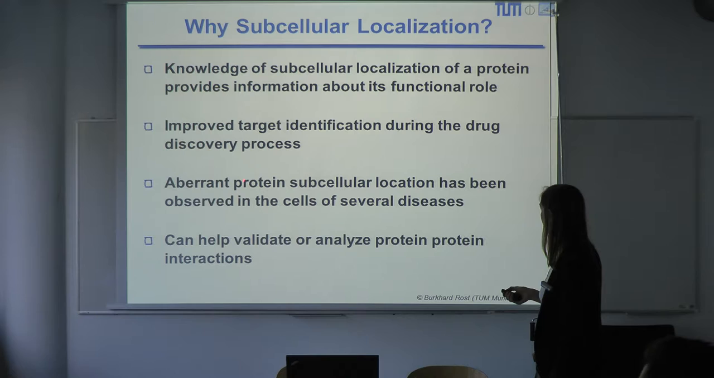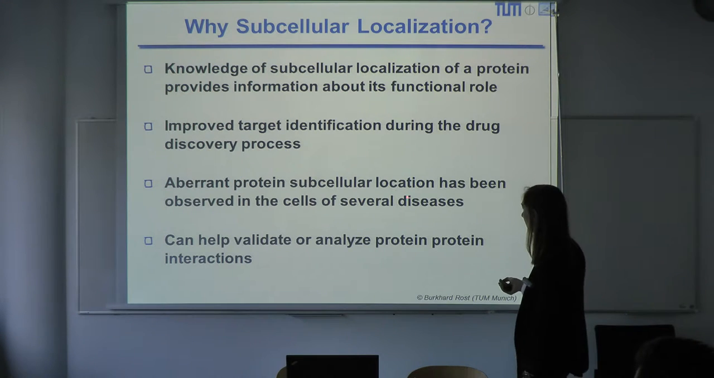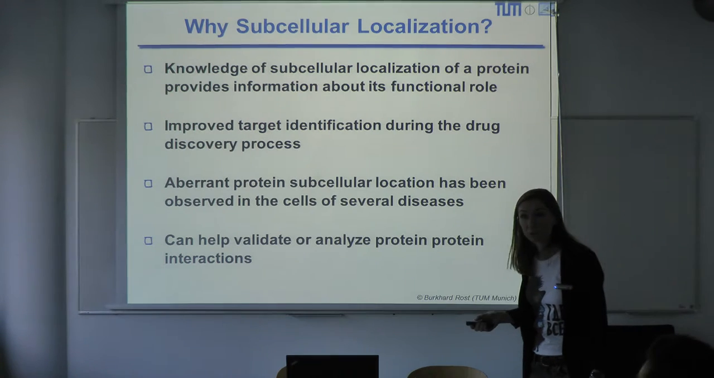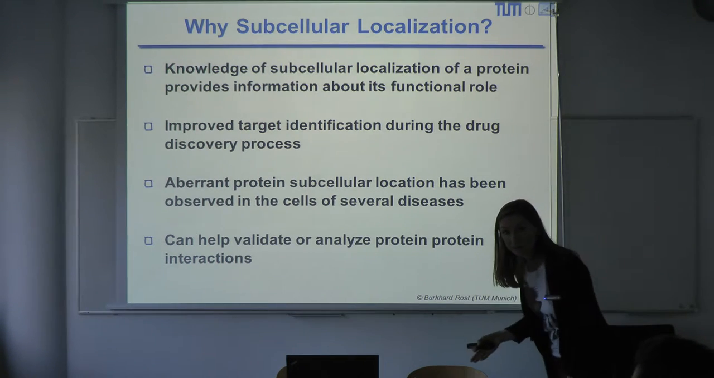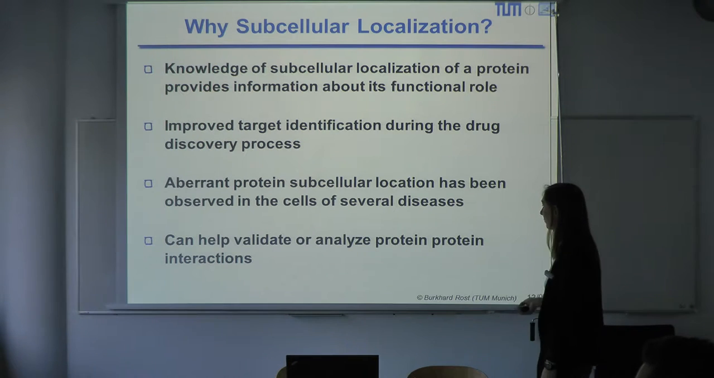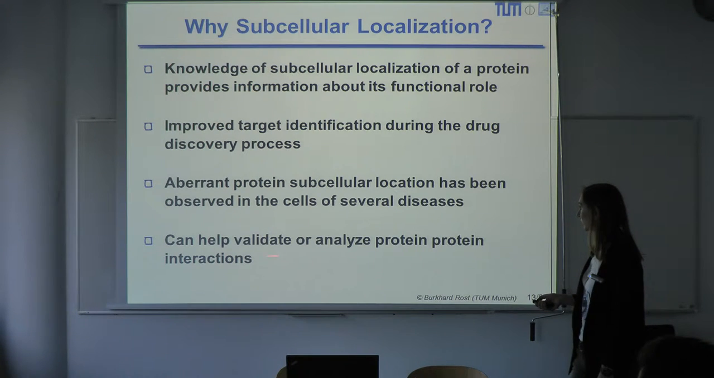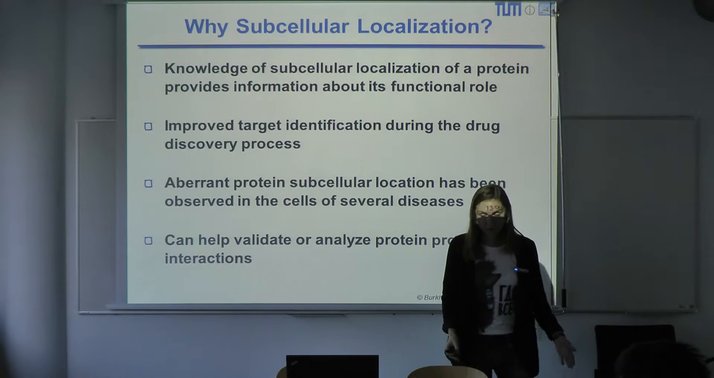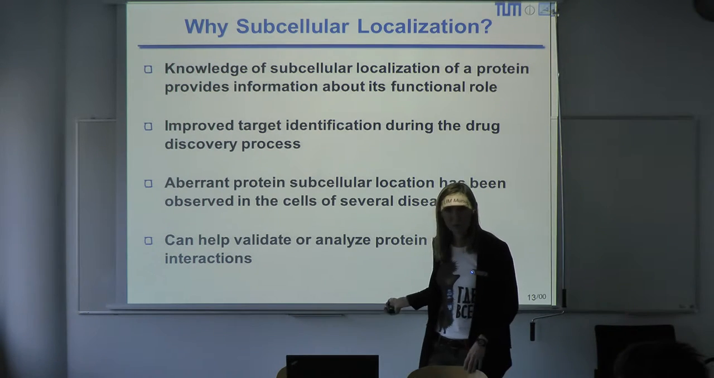We just said that if something happens and a protein gets mislocalized, then it can lead to diseases, so we want to be able to identify that based on the sequence as well. And finally, knowledge of localization helps us to validate protein-protein interactions. Why? Because imagine, do you know what protein-protein interactions are?